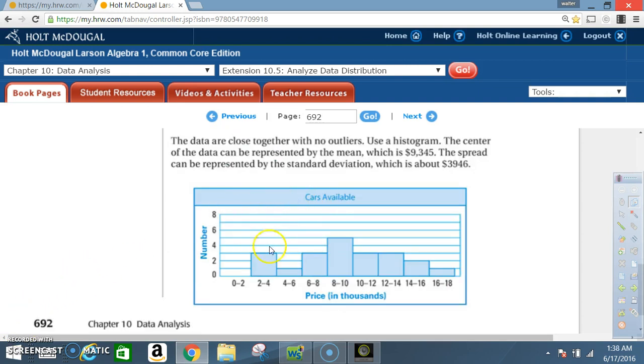Okay, analyze your graph, and notice here is the number of cars, and here is the prices in thousands. So 0 to 2 means from $0 to $2,000. Here, 2,000 to 4,000.